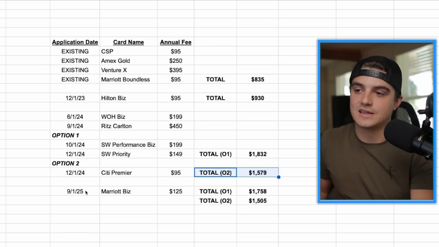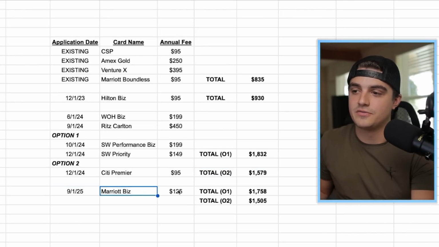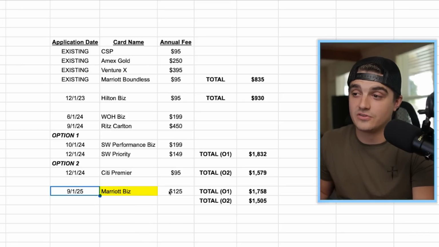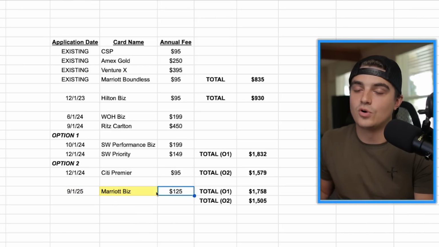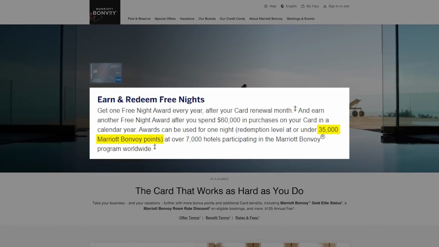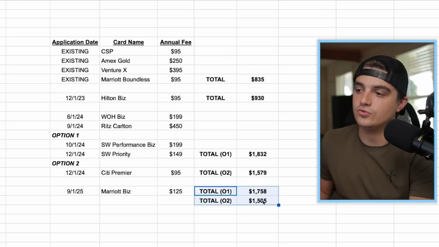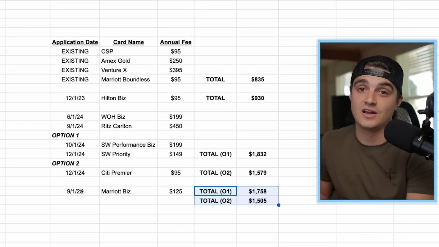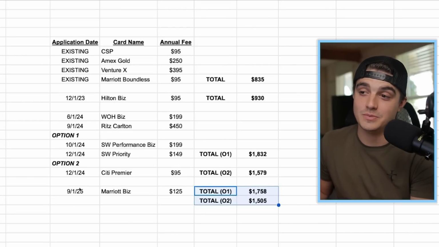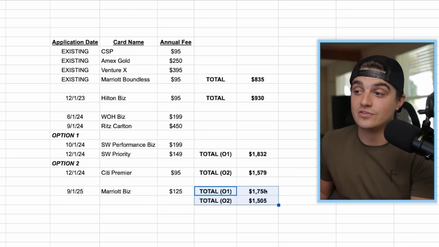And while I can't exactly predict what's going to happen in 2025, I can include the Marriott business card because I know that is one that I want to add. And this one also comes with an annual free night of like 35,000 points, so it's an easy justifiable fee as well. And you can see the two totals here depending on which option I went with for 2025, but this does not include any of the other cards I would get in the beginning of this year, which would probably increase this number by a lot.